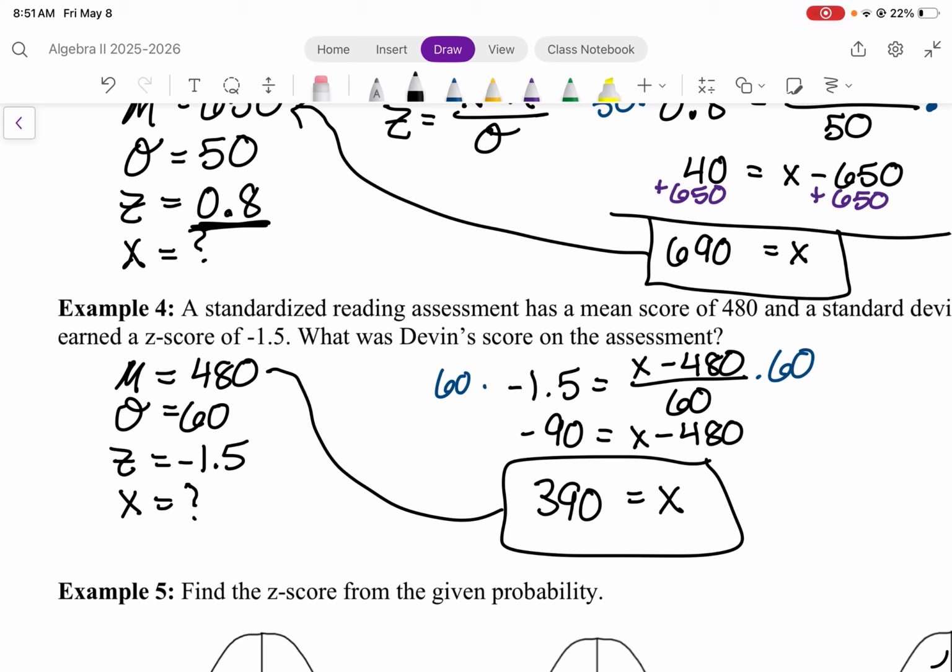So if we compare that to the average, it is lower than the average score, which makes sense because he had a negative z-score.